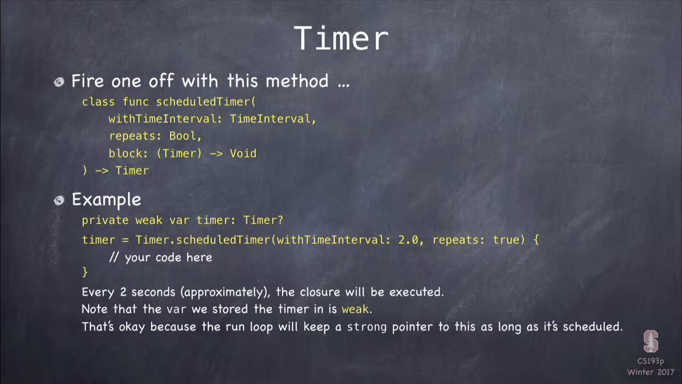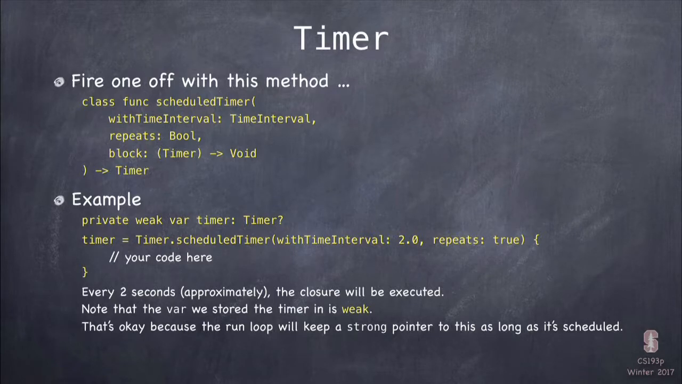So down at the bottom here is an example of it. This method is called scheduled timer, and it returns the timer that it creates when it schedules it and puts it on the run loop. And so here I have a local var timer. Notice it's of type timer, it's an optional timer here. And so I say timer equals scheduled timer with time interval 2, repeats true, and in the block I put some code. Well, that's going to execute that code 2 seconds from now, approximately. And since it repeats true, it's going to execute it again 2 seconds later, and then 2 seconds after that, until I stop this thing.